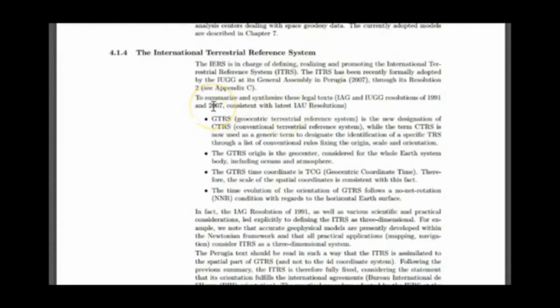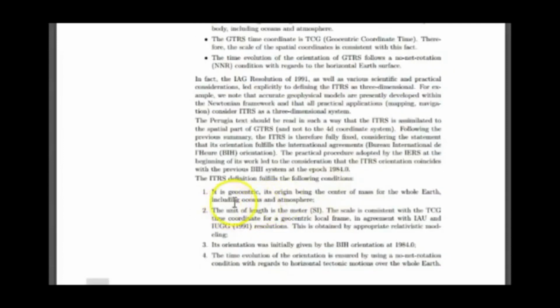The International Terrestrial Reference System says the IERS, which is the International Ellipsoid Reference System, is in charge of defining, realizing, and promoting the International Terrestrial Reference System conditions. It is geocentric, its origin being the center of mass for the whole Earth, including oceans and atmosphere.